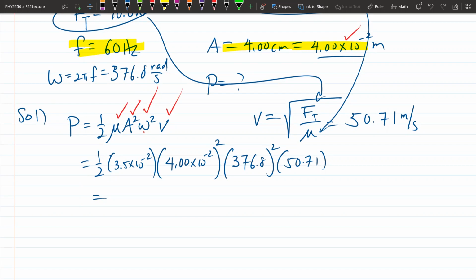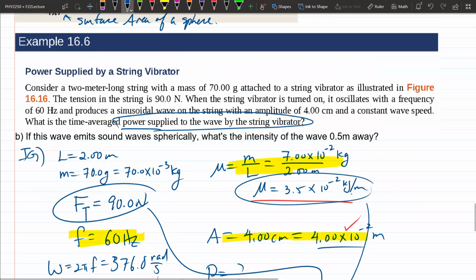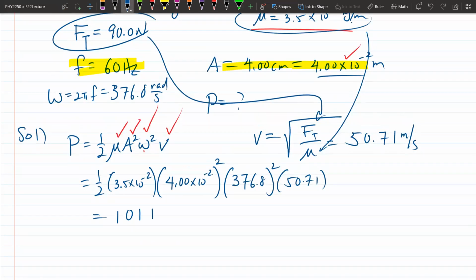Sorry, I lost track of my calculator, so I have to type everything again. 1/2 times 3.5 E negative 2, times 4 E negative 2 squared, times 376.8 squared, times 50.71, okay? The number I got, how many sig figs are we dealing with? 3. I got 101 watts, okay? In other words, same thing as joules per second.